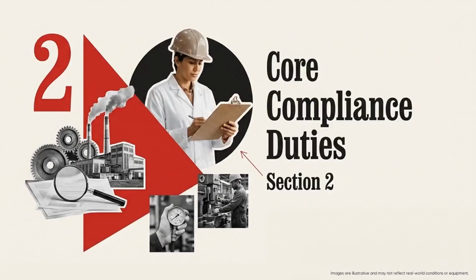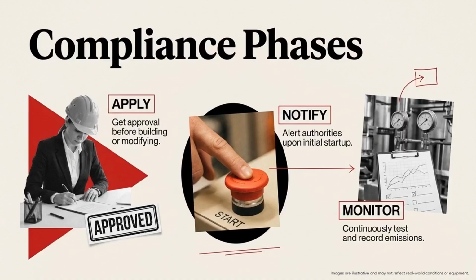Which leads us perfectly into Section 2, your core compliance duties. So now that we know what kinds of hazards we're dealing with, what do you actually have to do to keep the government satisfied and the public safe? Well, it essentially boils down to 3 core phases in your facility's life cycle. First, you have to apply for approval before you build or modify anything. Second, you notify the authorities when you're starting up your equipment. And third, you continuously monitor and record your emissions.